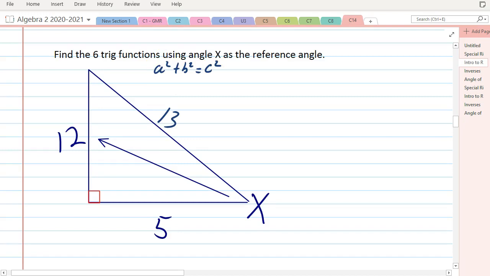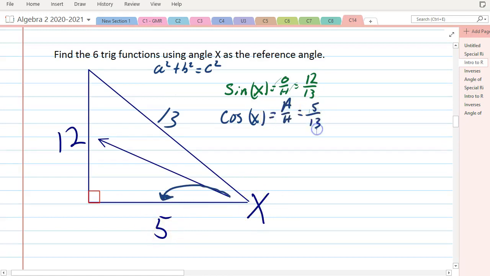First, they want sine. Sine of x is equal to the opposite over the hypotenuse. Well, the opposite is 12, the hypotenuse is 13. Cosine of x is the adjacent over the hypotenuse. Now remember, the adjacent is the one next to you. The adjacent is the one you have to draw the curved arrow to. From the x, the 5 is the adjacent, and 13 is still the hypotenuse. Tangent of x is opposite over the adjacent, which gives you 12 over 5. So those were the first 3.